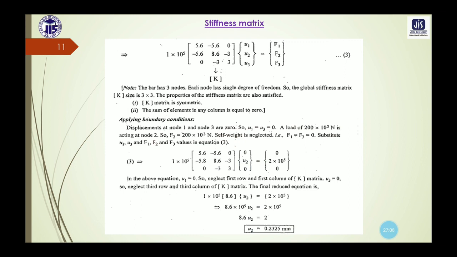So from this we can easily calculate the value of u2, that means the displacement at node 2, which we get as 0.2325 millimeter. So this is the process by which we have calculated the displacement for the given element at its node 2.